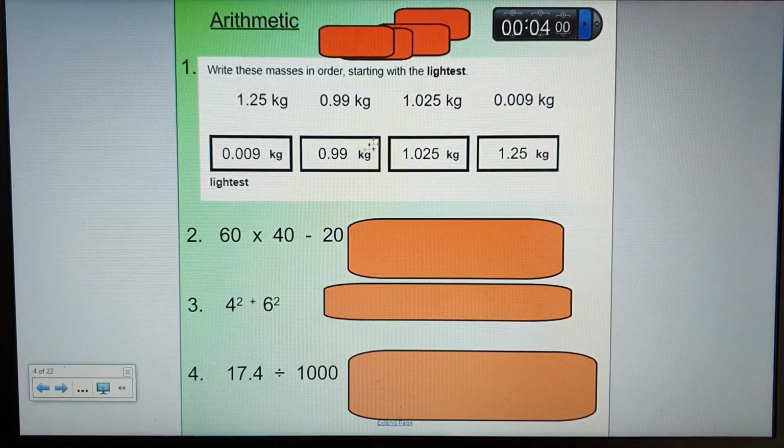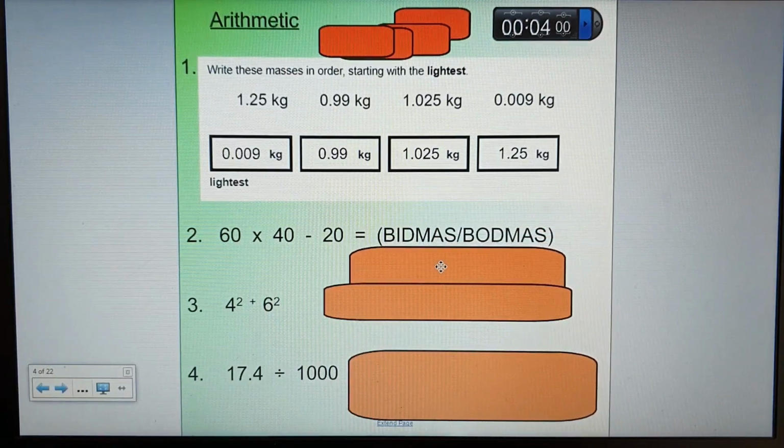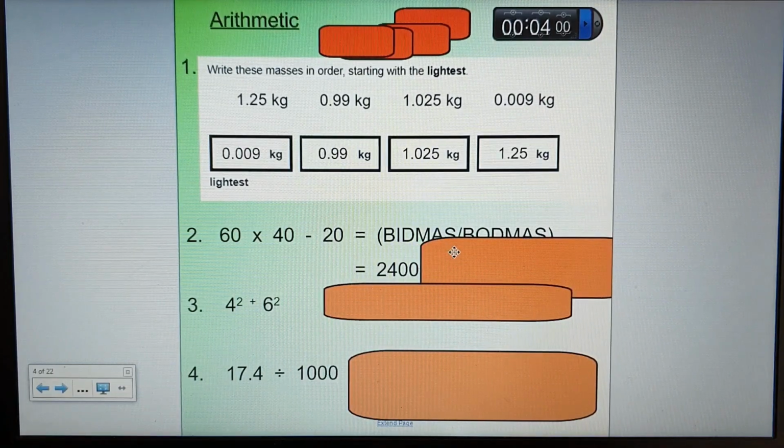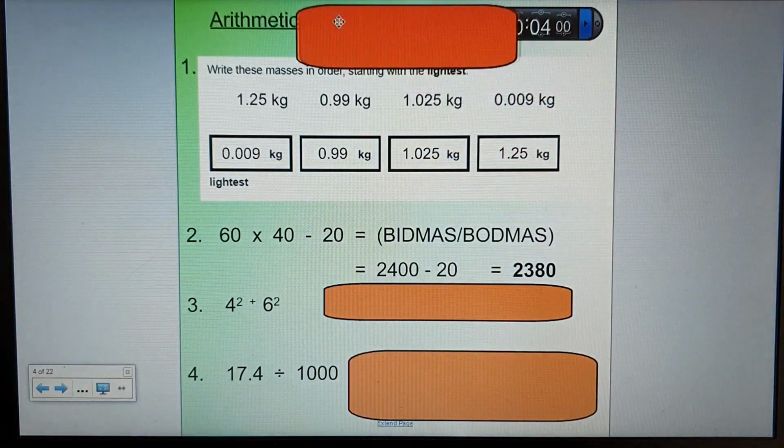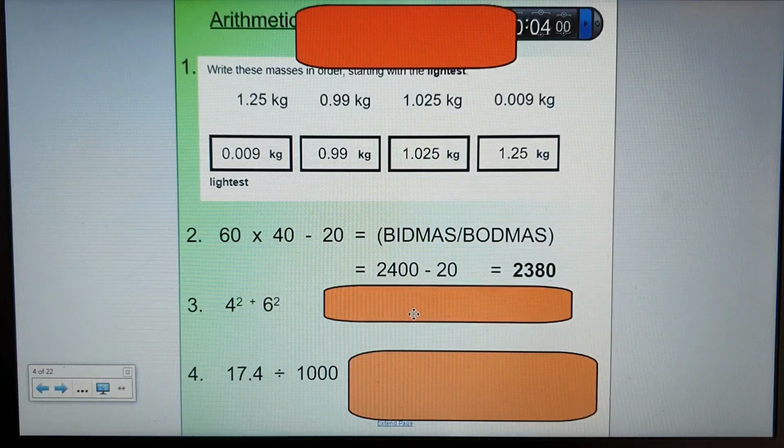Okay. Number two, now we need to remember that we're using BIDMAS and BODMAS to know the order of which one we're doing first. So we need to do 60 times 40 first. You can use 6 times 4, which is 24, and then your zeros back on to make 2,400. And we need to remember to take away the 20, which would leave us with 2,380.